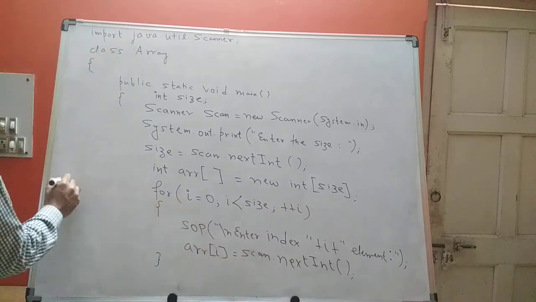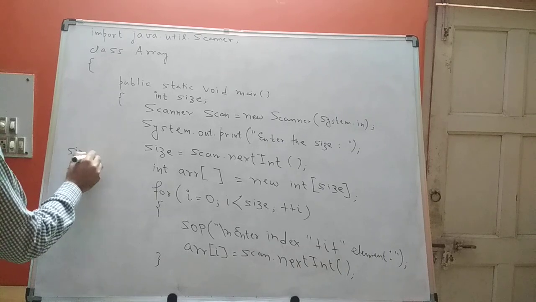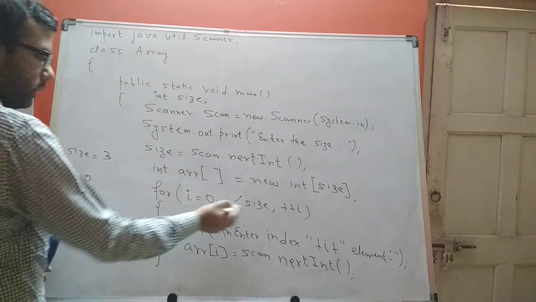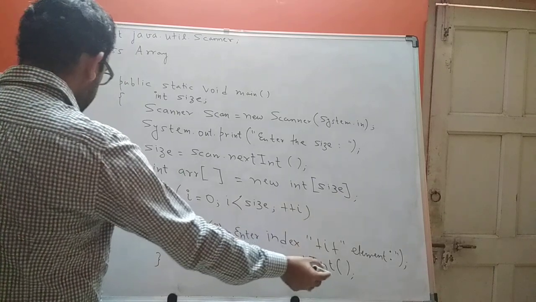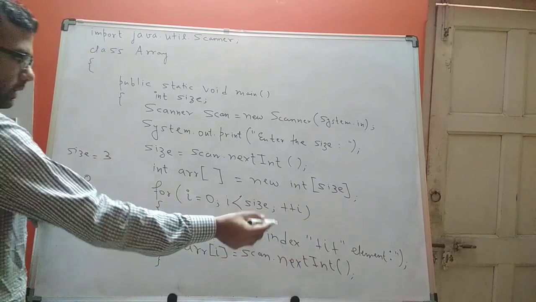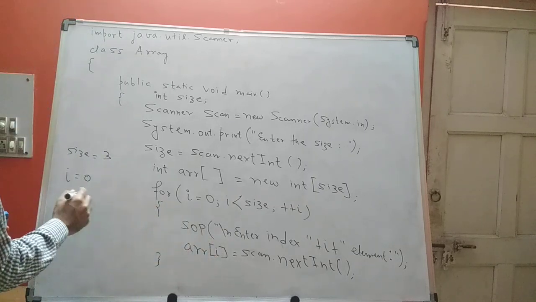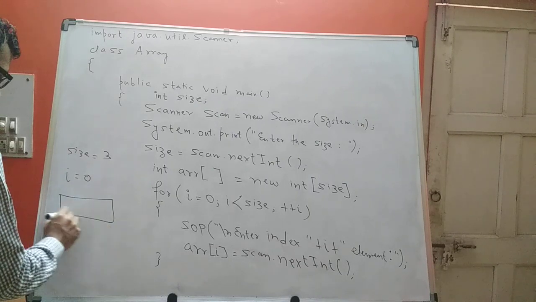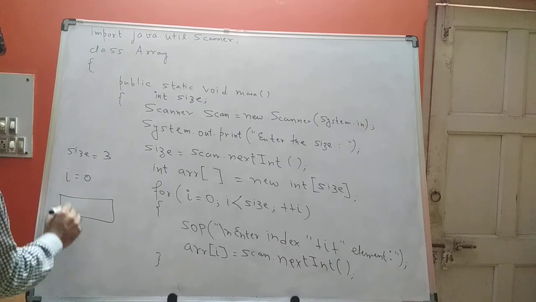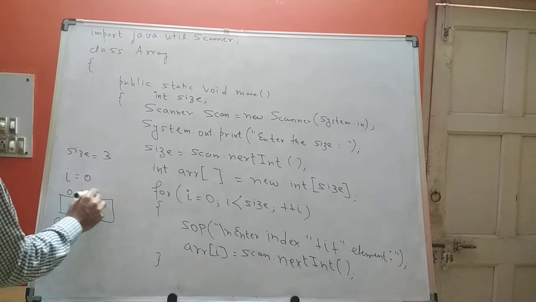So initially the value of I is 0. Let's say the size that the user has entered is 3. So 0 is less than 3, so you come inside. So you will say enter index 0 element. So seeing this, the user will enter a value. Let's say the user enters 5. Now you have an array. The name of this array is ARR. The size of this array is 3. So it has 3 indices, 0, 1, and 2.